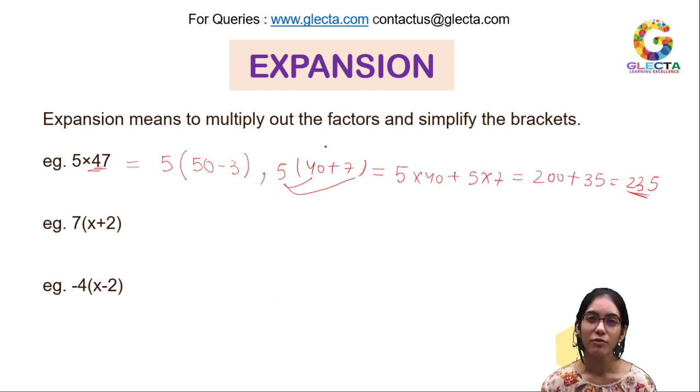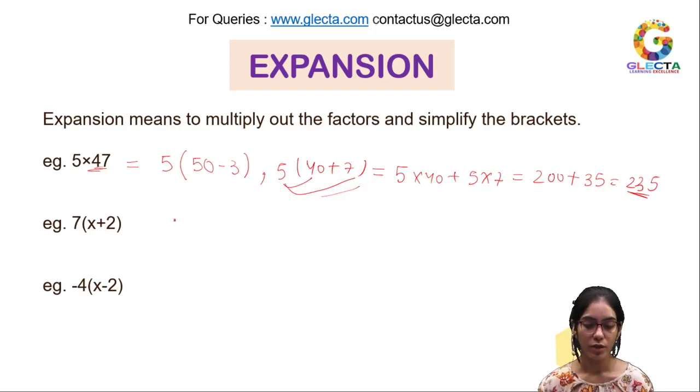So what we have done? We have just partitioned 47 into two parts. We have just written it as 40 plus 7. And we have multiplied 5 with 40 and 5 with 7. So expansion is all about multiplying out the factors and simplifying the brackets in the expression.